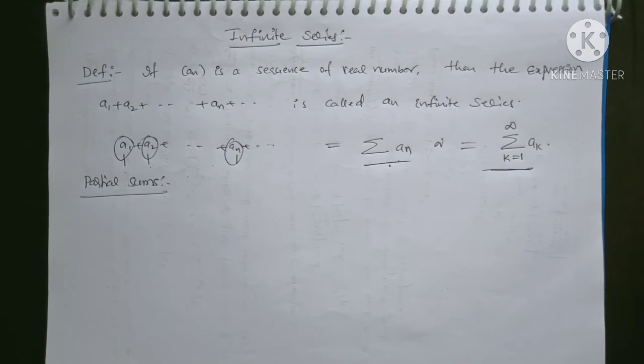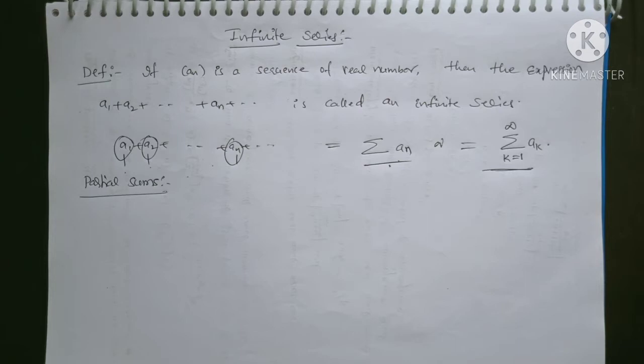Now I am explaining what is the definition of infinite series, what is the definition of partial sum, absolute series, positive terms of a series and alternating series in today's class. So an infinite series is formed based on a sequence.